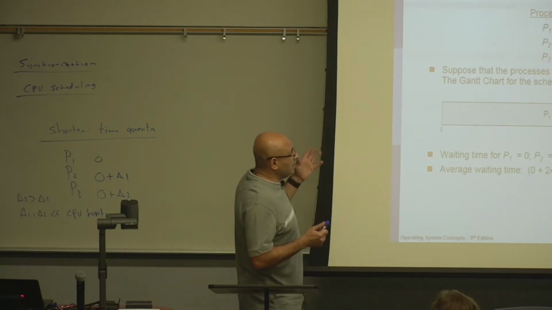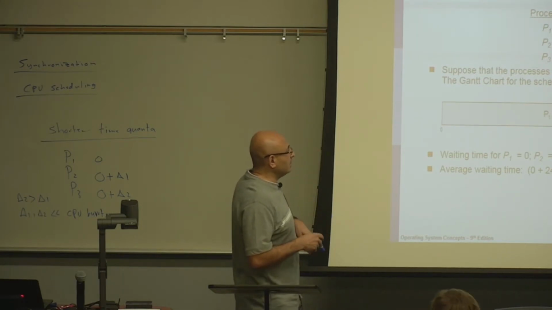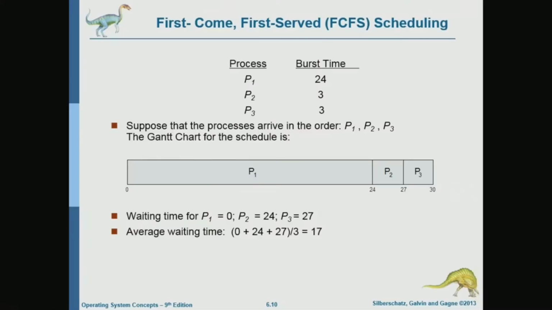Okay, so in this case, what's the average waiting time? P1 is going to wait for 0 time. P2 is going to wait for 24 time units. And P3 is going to wait for 27 time units. And we take the average of 0, 24, 27, and the average is 17. So this is our average waiting time.